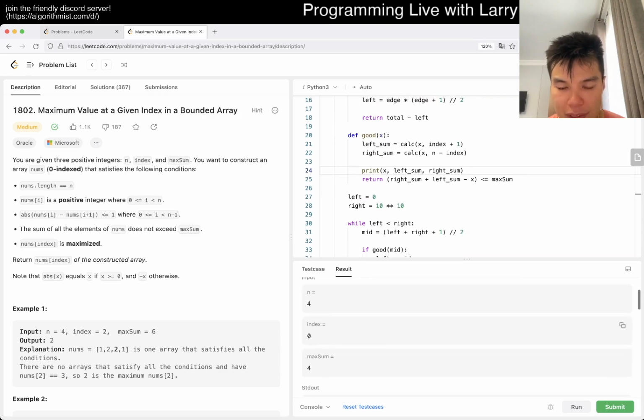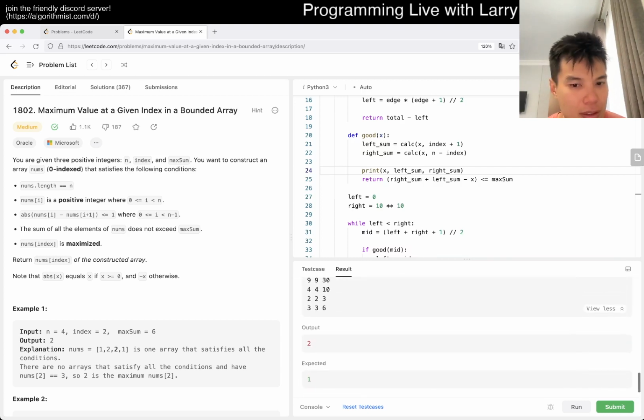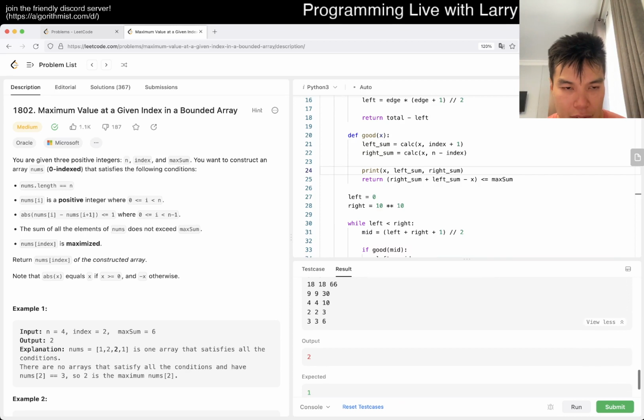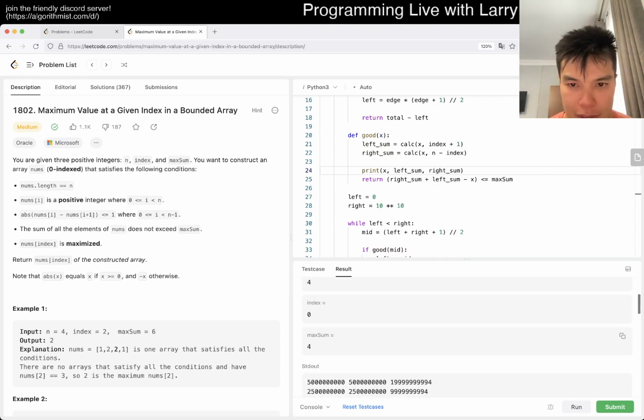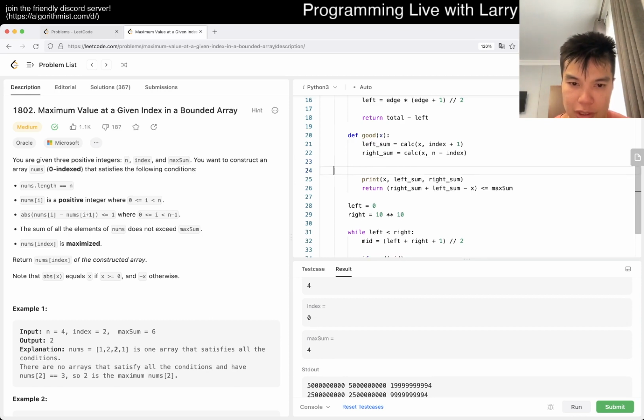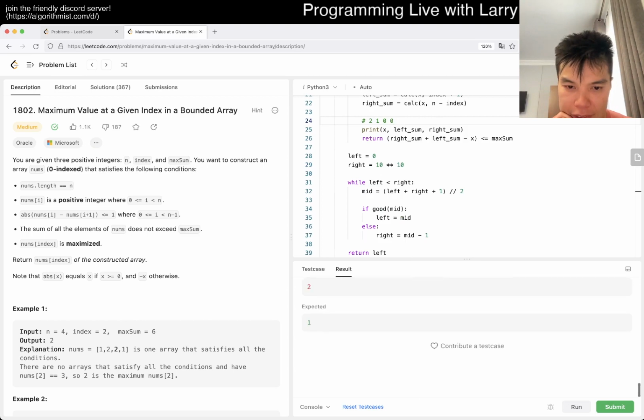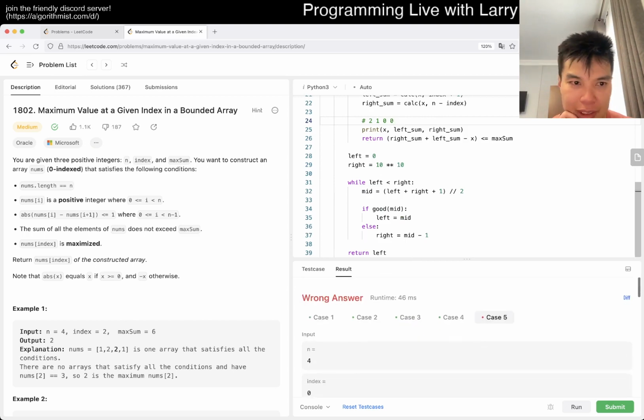Wait, what? Why does it think it's good? 2 on the left, 1. Because we double count on the 2. Right. So index is 2, 1 dot dot. Why is that not a right answer? Am I missing something still?